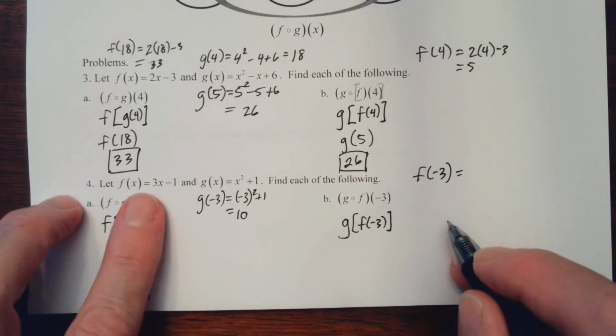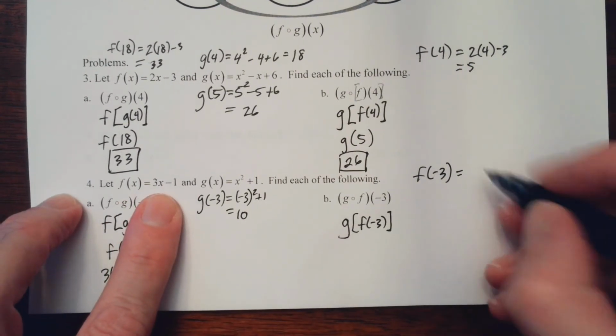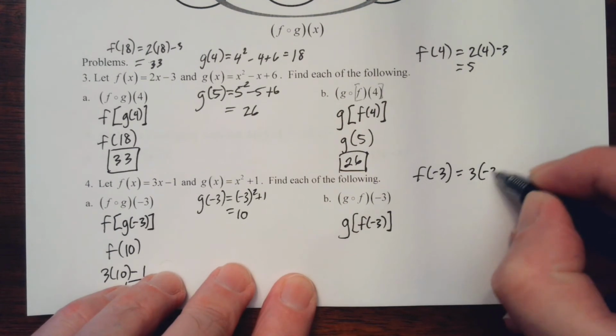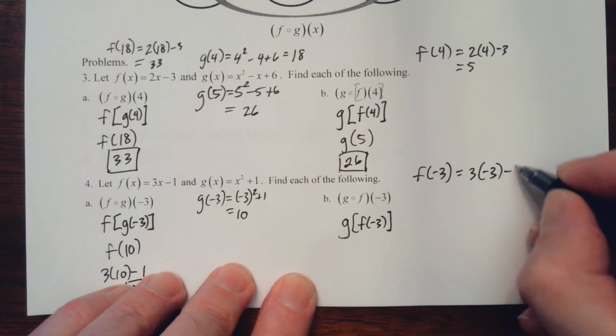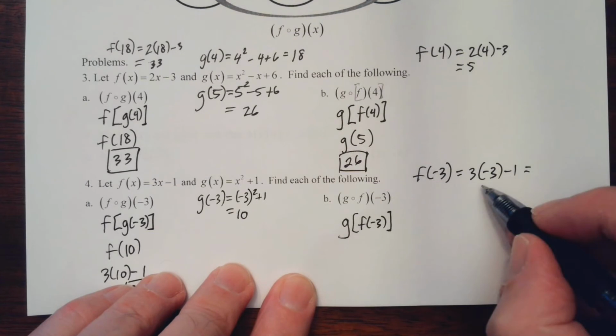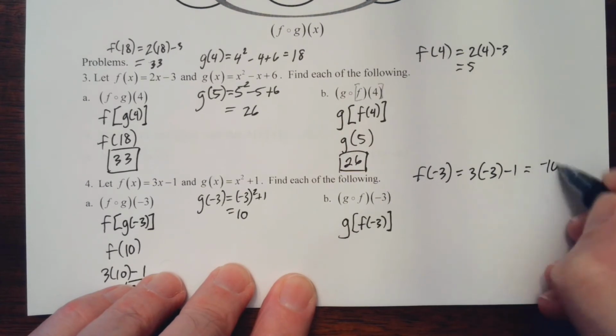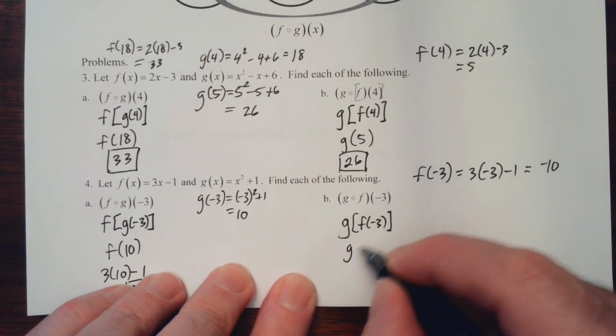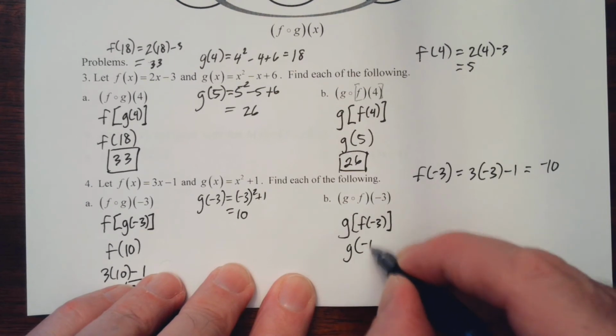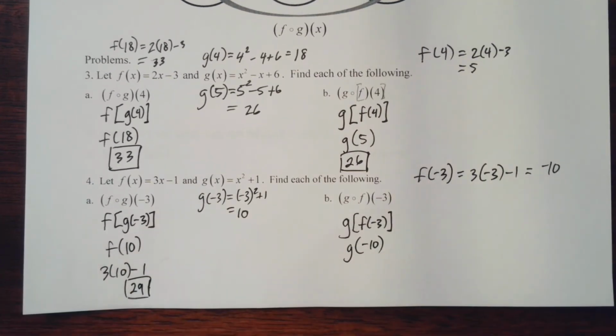Well, remember, the f function triples your input and you subtract 1. So 3 times my input, negative 3, minus 1. That's negative 9 minus 1, which is negative 10. So f of negative 3 is negative 10. Let's replace f of negative 3 with what it's equal to, negative 10.